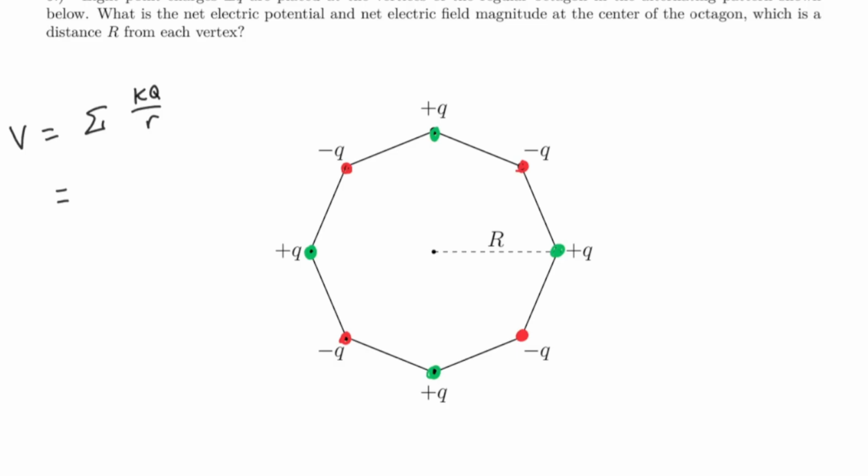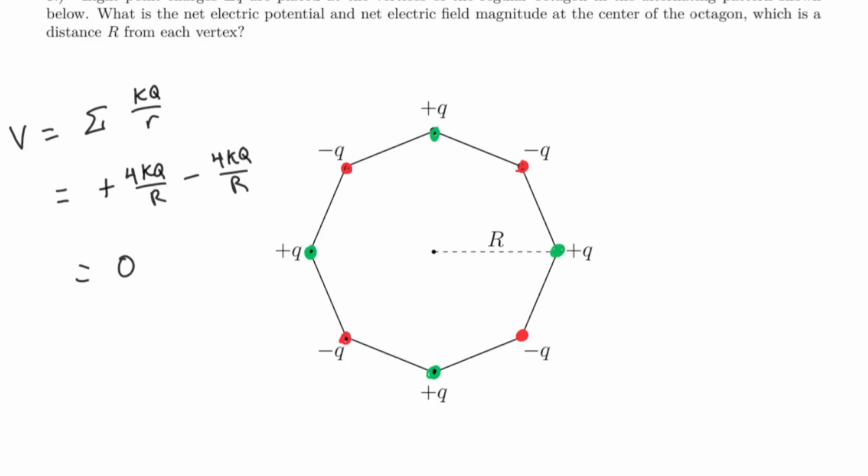So I could visualize this where there's positive 4 kq's over r, and then there's that same amount but negative, which cancels out because the charges add with potential. That's just a scalar quantity. So there's 4 pushes making for positive height or positive elevation, and then there's 4 charges making valleys or negative elevation, and those exactly cancel.